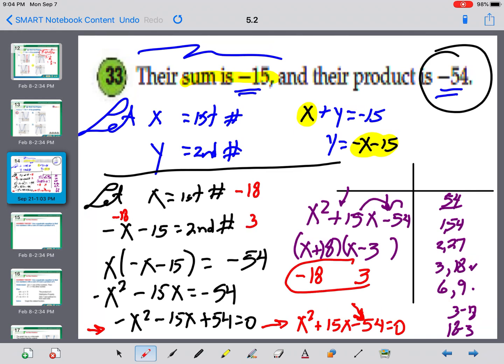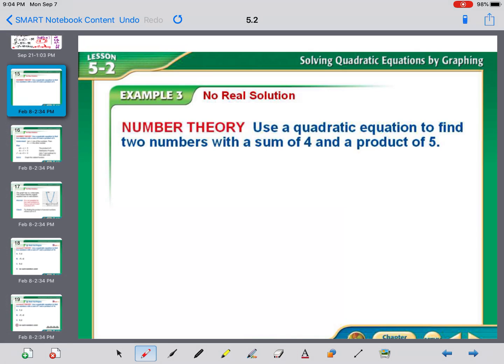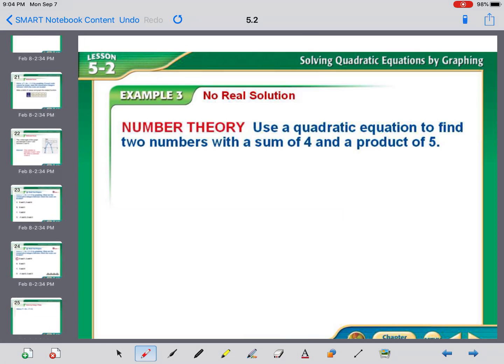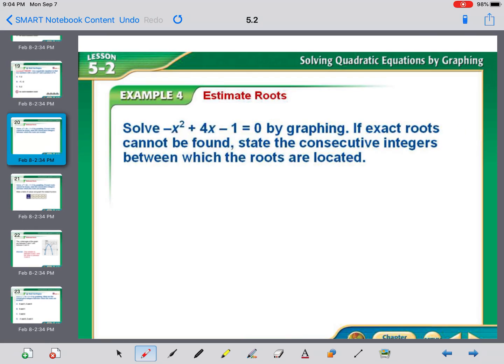So if that's negative 18, then what happens if you put negative 18 in here? You get positive 18 minus 15, which is 3. So you see you kind of get both of them. Those are the two numbers whose sum is negative 15, think about it. Their sum is negative 15, their product is negative 54. That's a pretty good dance. And that's some significant work.